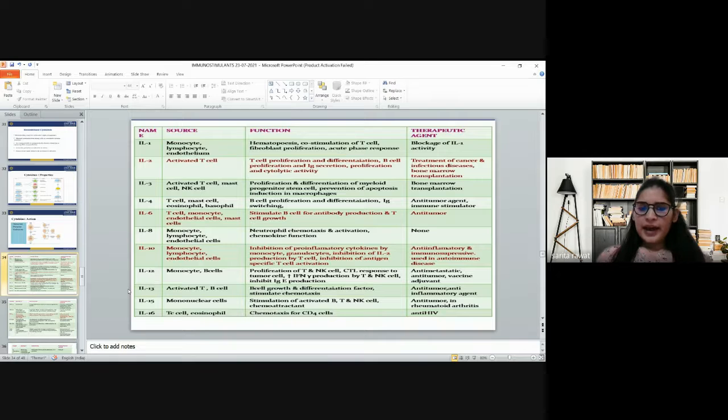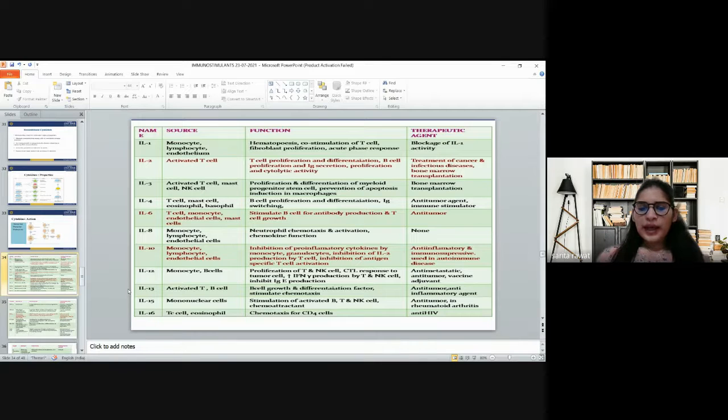Next we have IL-13. The source is activated T and B cells. The function includes B cell growth and differentiation factor, and it stimulates chemotaxis. The therapeutic use includes anti-tumor and anti-inflammatory agent.